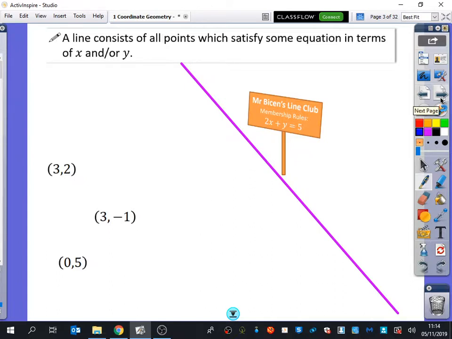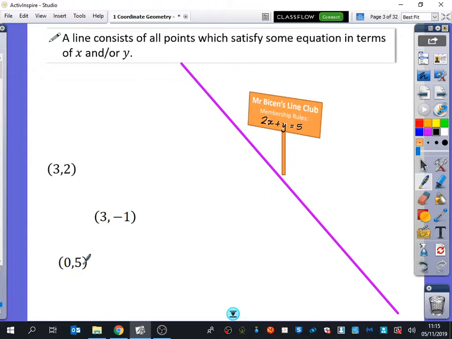And this is something, I suppose, that's quite obvious. It says a line consists of all points which satisfy some equation in terms of x and y. So I've got here Mr. Bison's line club, and the membership rule, it's a bit difficult to see, says 2x plus y equals 5. So it doesn't look like a traditional y equals mx plus c graph, but I've got here 3 pairs of coordinates, and we want to see actually, are these coordinates members of the line?